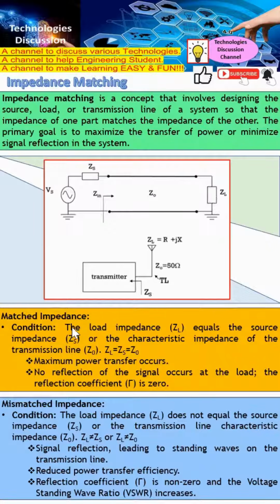How can we do impedance matching? There are two simple scenarios. One is what we call matched impedance. The other one is mismatched impedance. Under the condition of matched impedance, the load ZL must be equal to ZS and must be equal to Z0, as you can see from here.